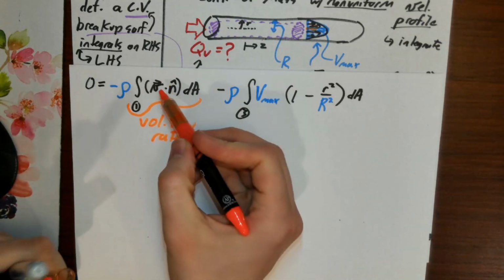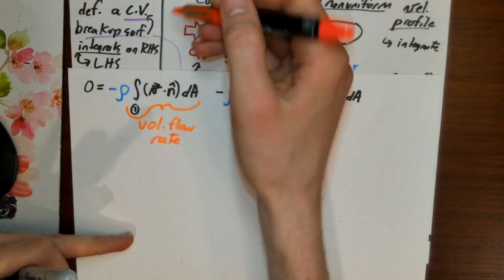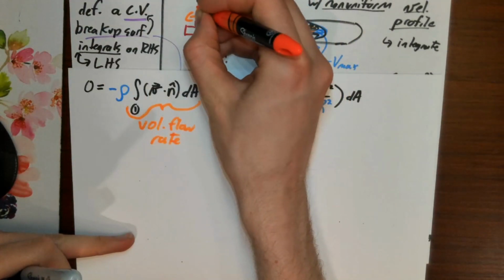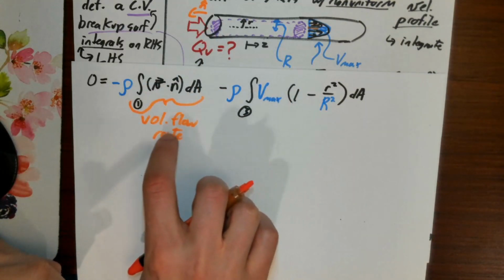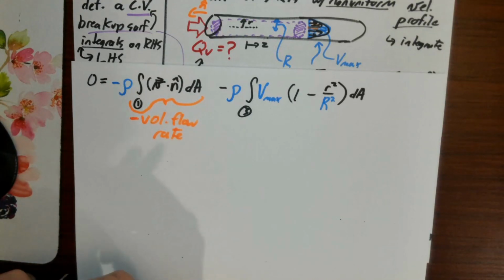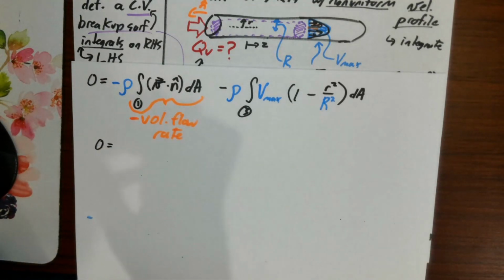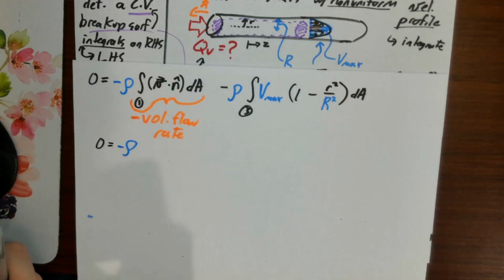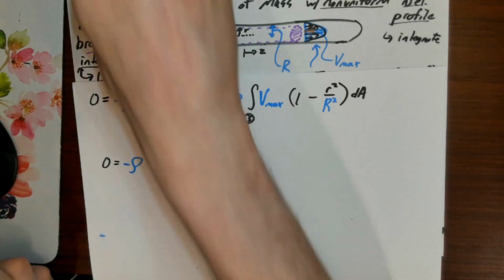But we need to be a little bit careful with the v dot n business here, right? Because QV is going into the control volume, and n on surface 1 is pointing out. So this term here is related to volumetric flow rate, but strictly speaking, it's the negative volumetric flow rate. So let's deal with that. Now we basically have 0 is equal to minus rho, and this whole integral essentially just becomes minus QV.